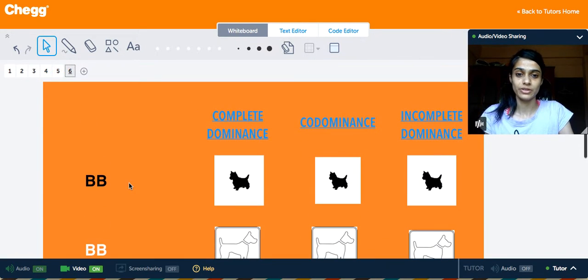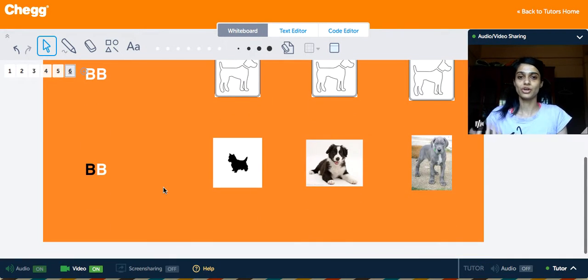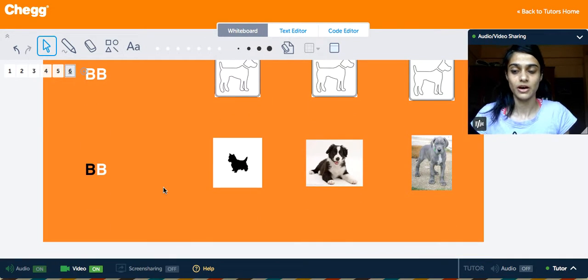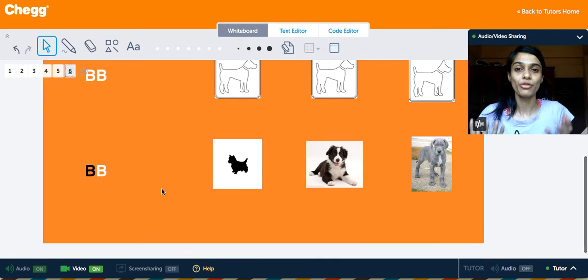The next example is codominance. So if a dog is heterozygous for the black allele and the white fur coat allele, the meaning of codominance means that both those genes are equally dominant. So in the phenotype, in the physical manifestation of this dog, you are going to see fur colors of both these genes. So you're going to see a little bit of black fur and you're going to see a little bit of white fur. So this dog is going to have patches of black and white fur, as you can see in this picture right here. This dog has black and white fur.